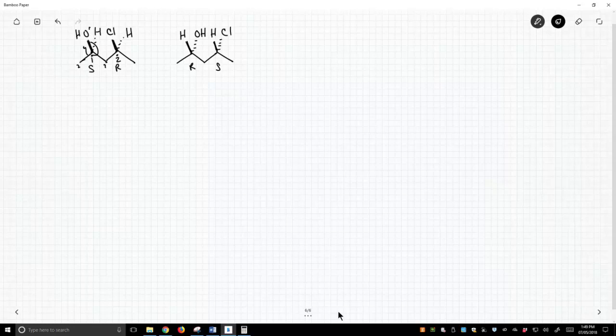So the easiest way to invert stereocenters, in my opinion, is to simply swap two groups, and swap the groups that are above and below the plane of the page. So here's an enantiomer, and here's an enantiomer. And when we say they're enantiomers, what do we mean? Well, we mean to say that they are mirror images, and they are non-superimposable.